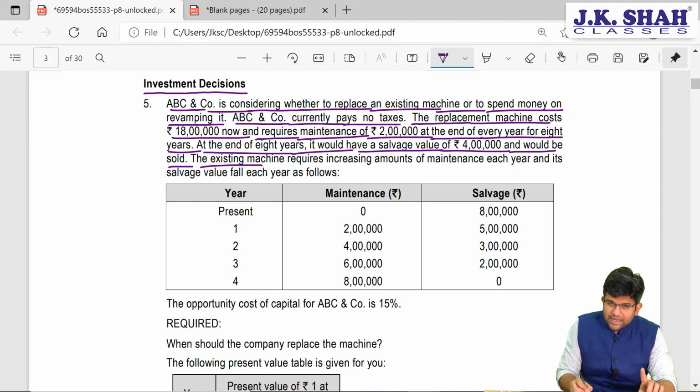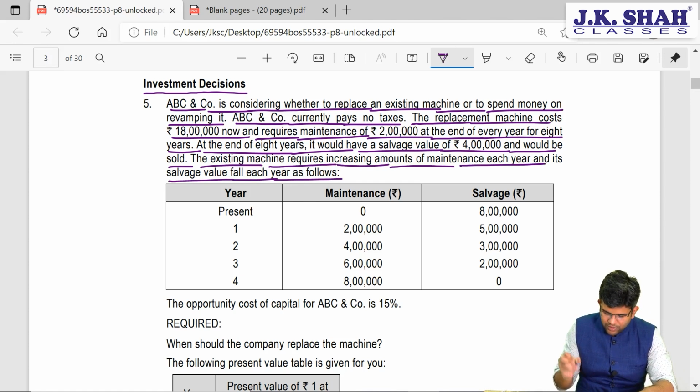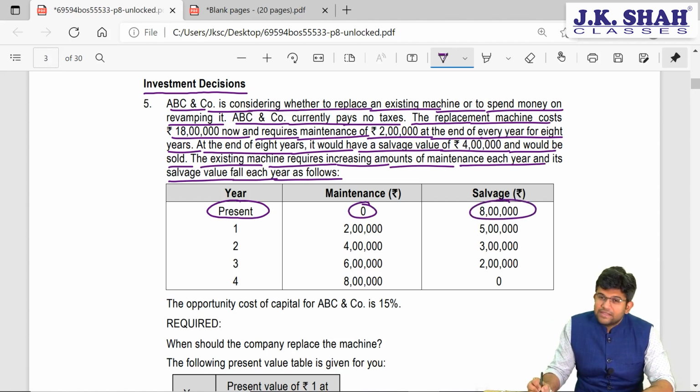The existing machine, the old one, requires increasing amount of maintenance each year, and its salvage value falls each year as follows. So what they are saying is that if this existing machine you sell today only, listen to me carefully, which means you replace it with the new machine today only, then no maintenance cost you have to pay on the existing machine, and you will get a fat salvage of rupees 8 lakh. Everyone clear? You get a salvage of rupees 8 lakh today.